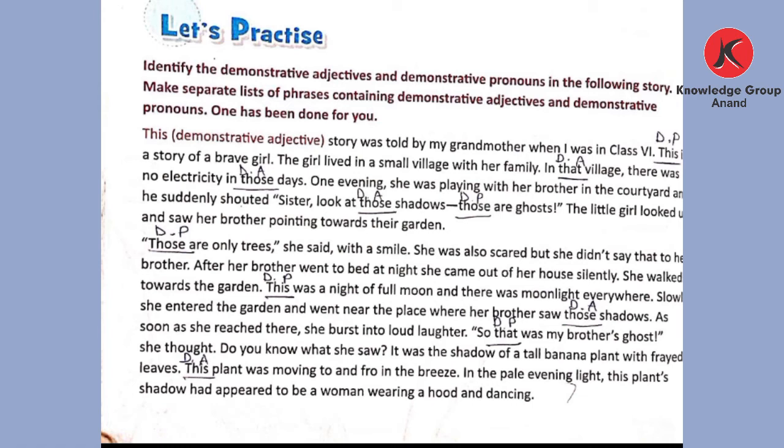Frayed leaves means leaves which are dried. This plant is a noun and it describes, so this is a demonstrative adjective. The plant was moving to and fro in the breeze. In the pale evening light, this plant's shadow had appeared to be a woman wearing a hood and dancing. So dear students, here we have completed our exercise.